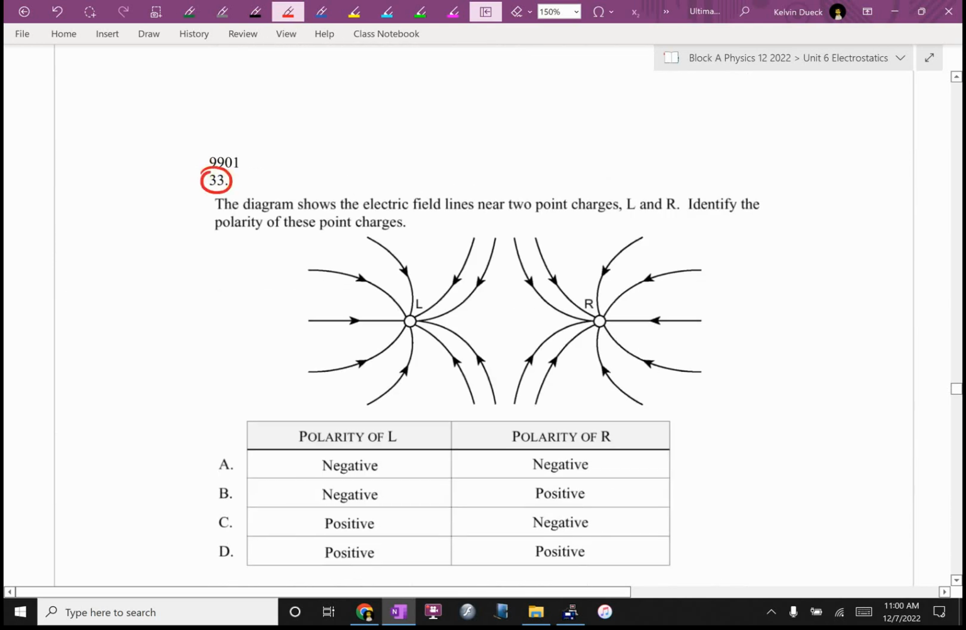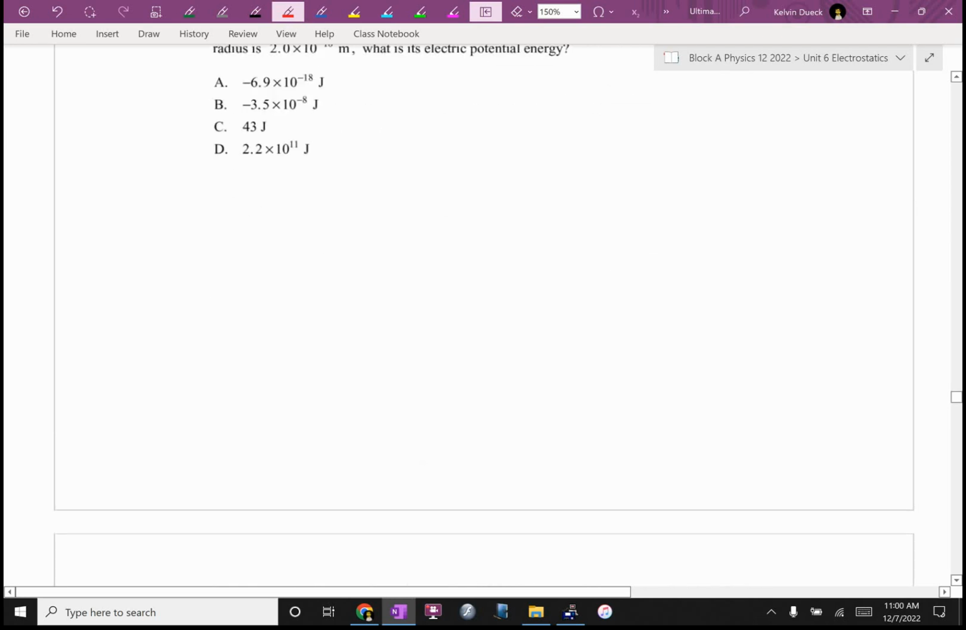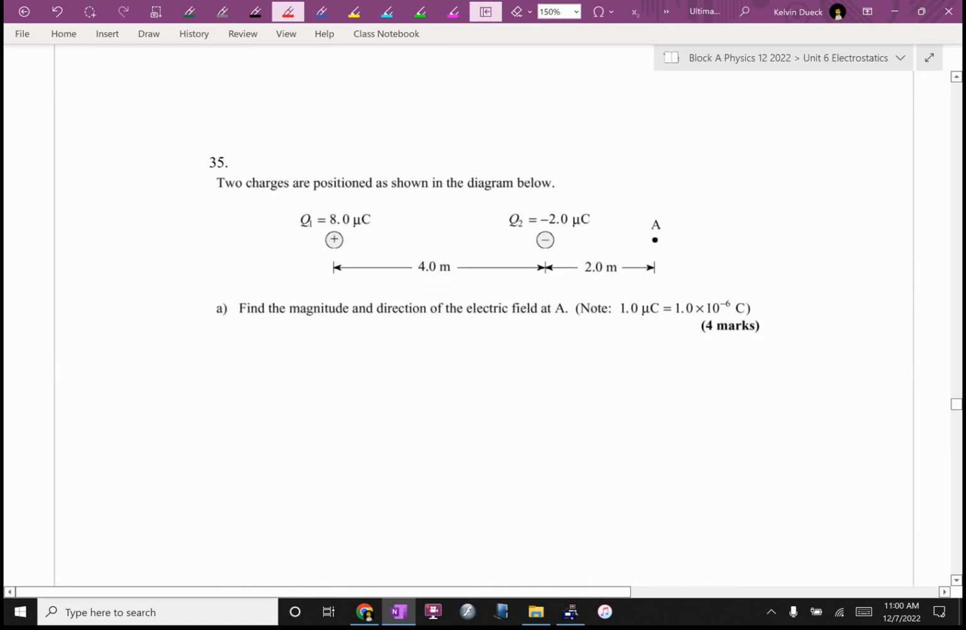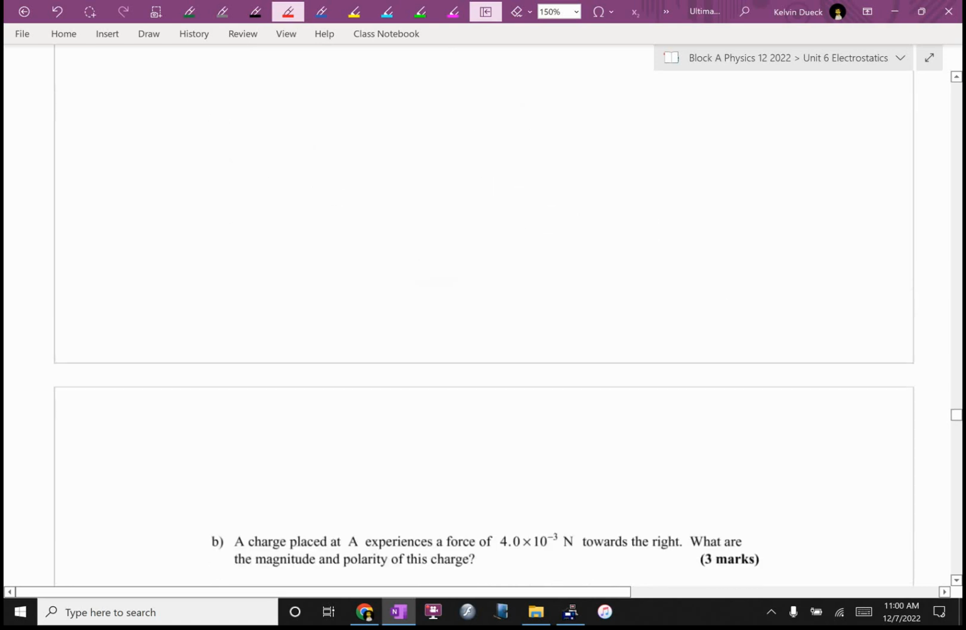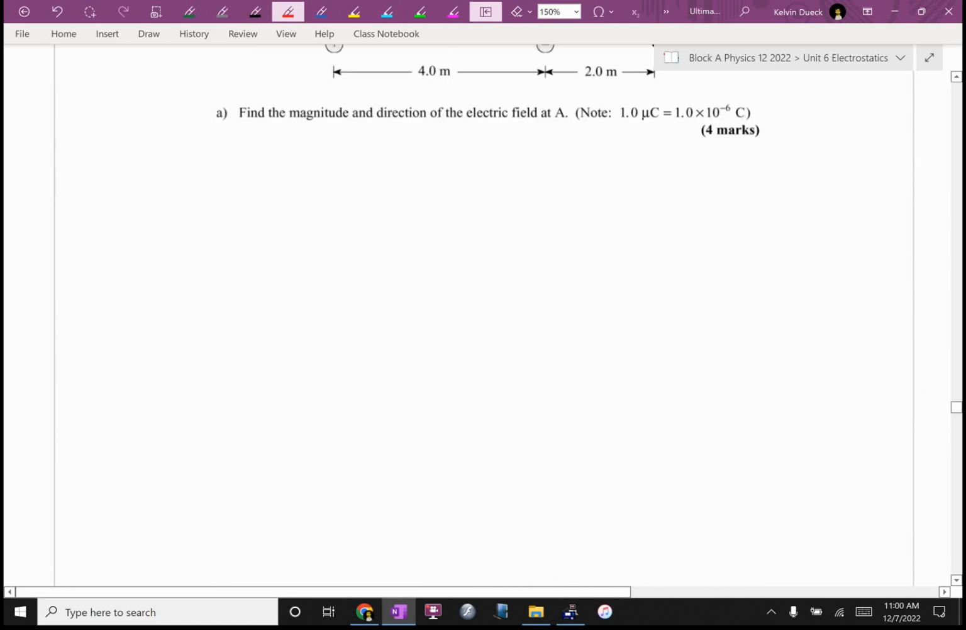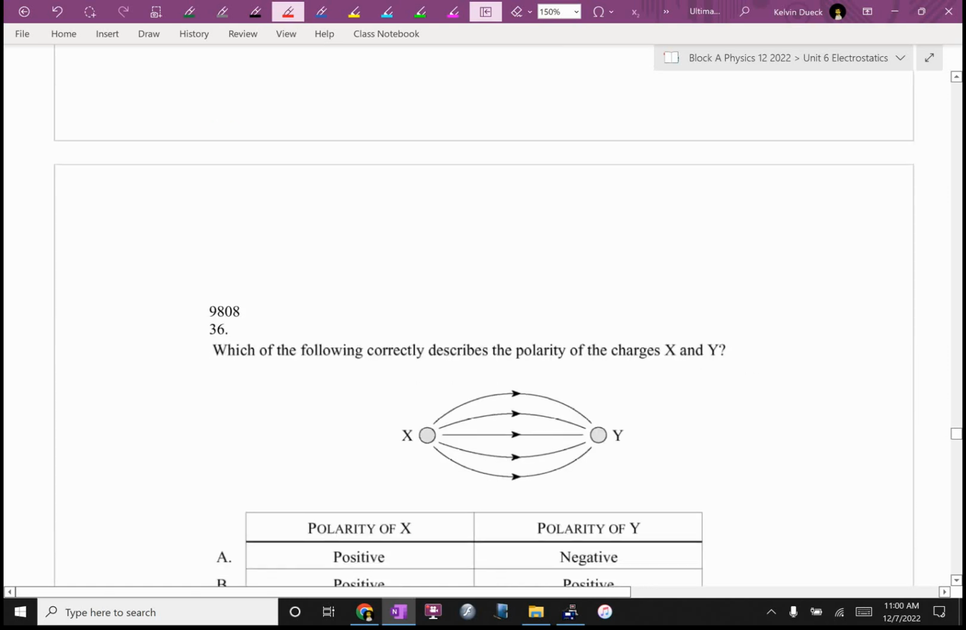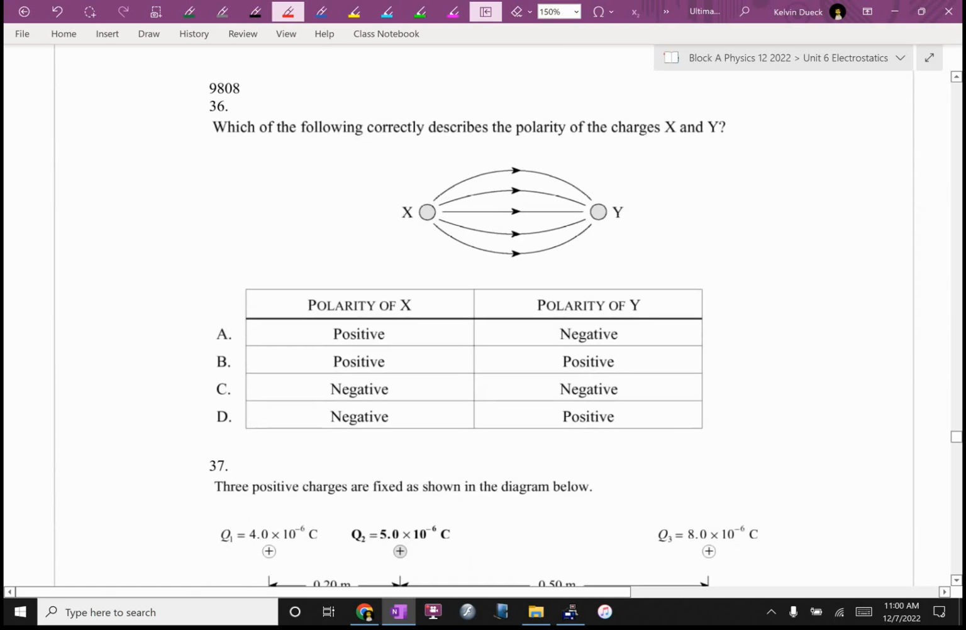Here's a nice electric field lines picture. 33. 35 is doable. 36 is doable. I'm going to stop there, but if you finish the homework in class, you can start to whittle away at these a little bit so that it's not a complete stranger.